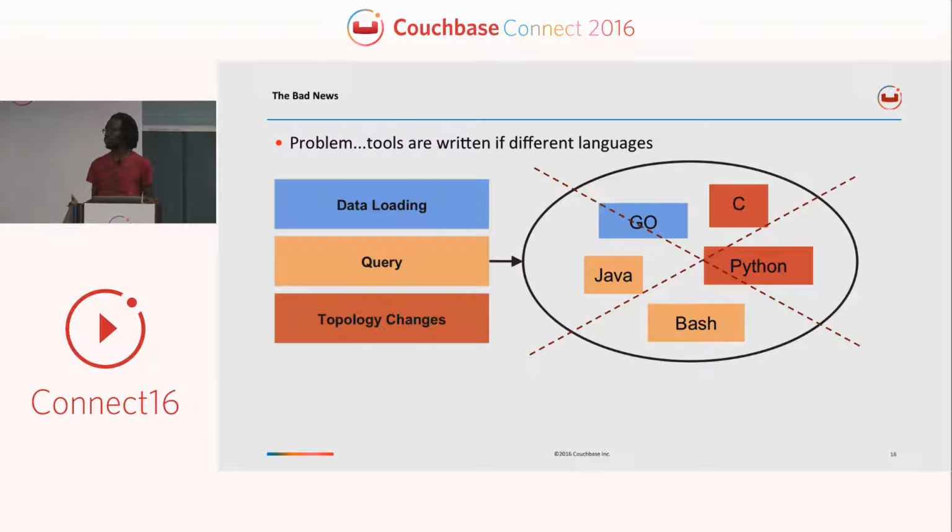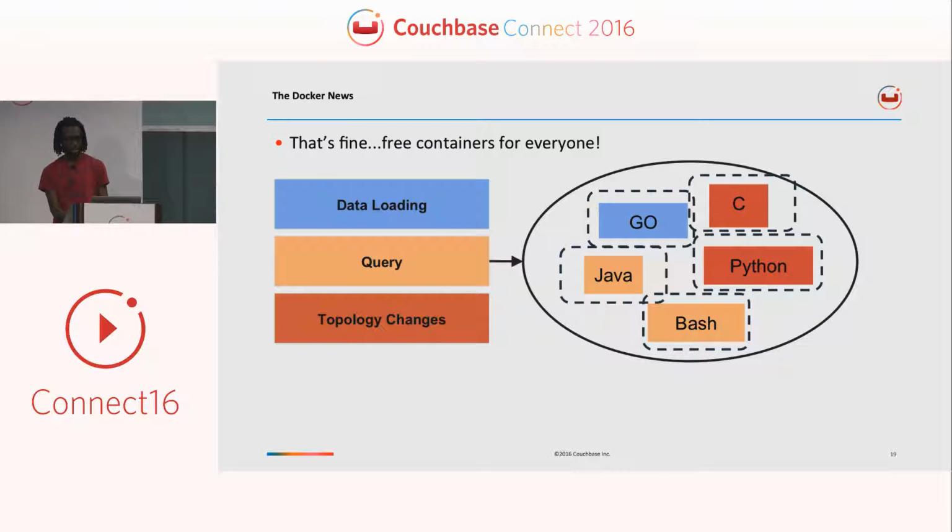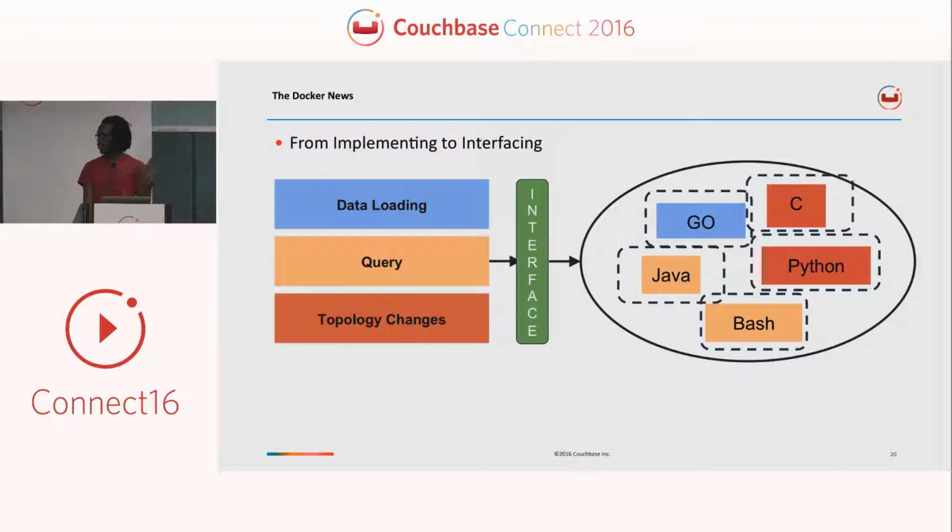So the way you could approach this is maybe you could create some sort of bridge in between all the components, or possibly use some OS calls to start processes, or maybe just rewrite each of the components into a single language. But the good news with Docker is that, hey, we can just containerize everything, and then that gives us a uniform interface in order to connect with all of the different types of tools that are used for data loading, querying, and topology changes.